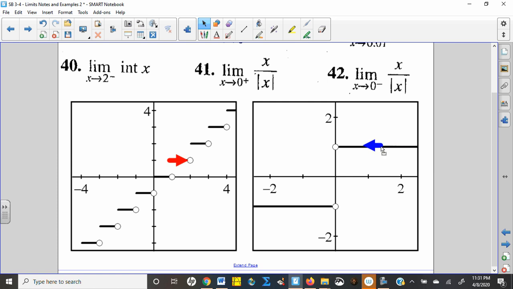So what's the left limit here for number 41? Well, it's a height of 1. So the limit is 1. But I think you'll agree that as we approach 0 from the right side, I'm at a height and approaching a height of negative 1. So the limit there is negative 1. So that's up to 42.